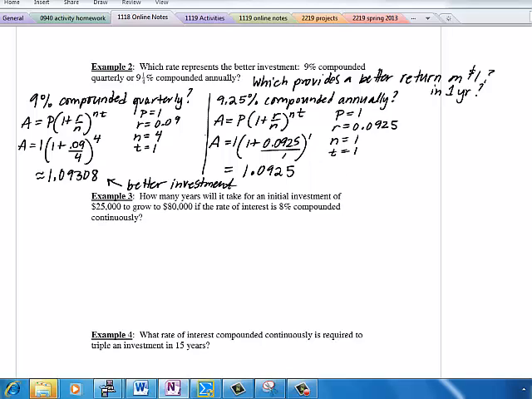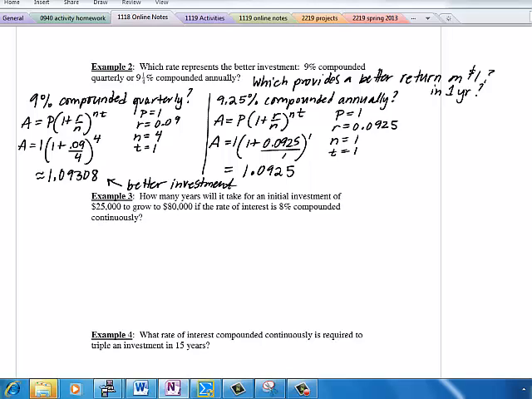We could have left this as P instead of picking a dollar value, and we could have left the T as T, and then compared that way as well. But it's fine to pick $1 and 1 year and compare. That's fine.